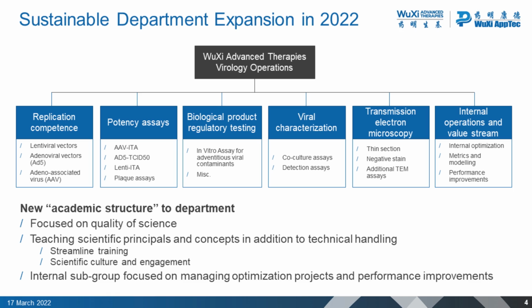One of the things that we're currently doing is undergoing a restructuring and a reorganization, providing a new academic structure to the department. It used to be a collective group of individuals working on all of the assays that we provide for testing those regulatory parameters. Instead, we are reorganizing so that we have multiple laboratories within a larger department, sort of like an academic structure.